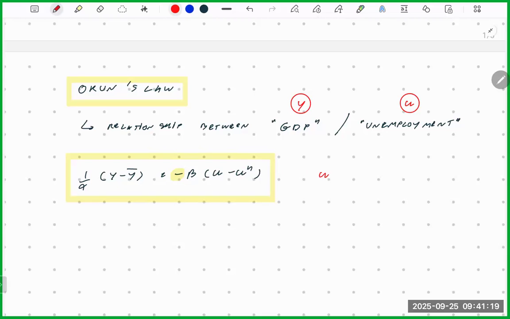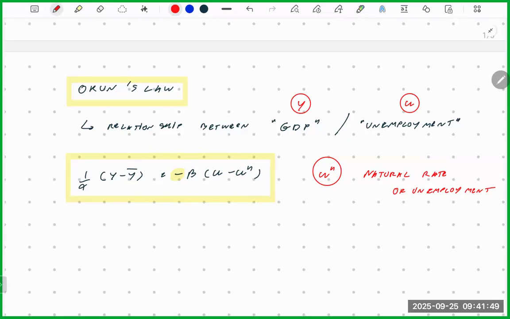Okay, UN is the natural rate of unemployment. We need to use UN in order to make a comparison, just as we need Y bar to compare with Y. You can say that GDP today is good or bad because you compare it with Y bar.